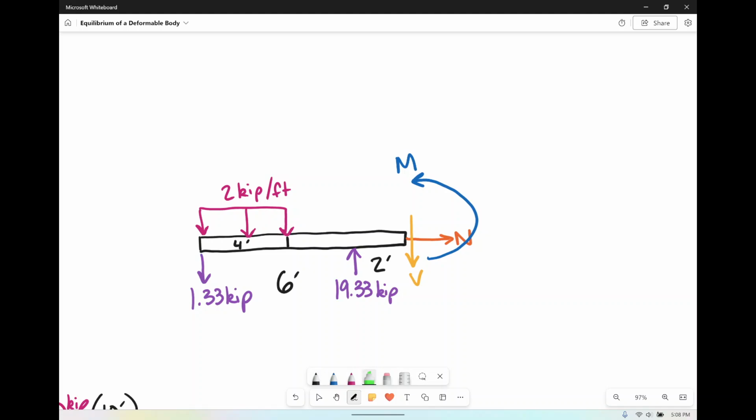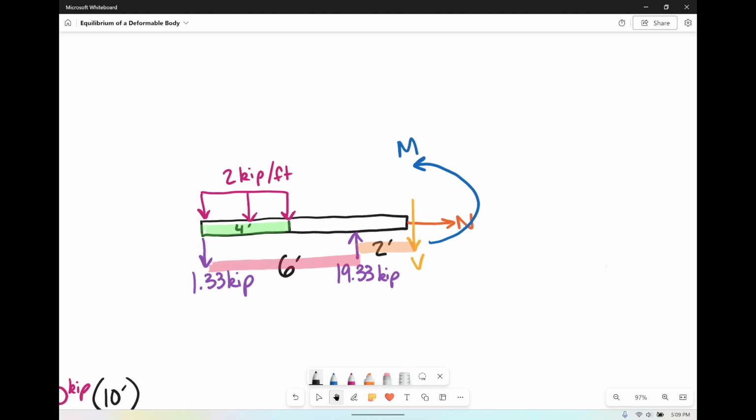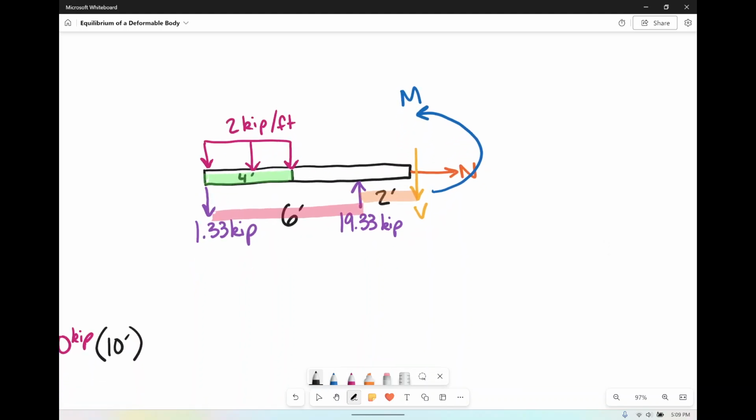Just to highlight through some things here, 4 feet is this distance. Then we've got 6 feet, which is this distance. And we've got 2 feet, which is this distance. So there we go. So again, how do you solve for these forces? It is just as simple as the same way you did it just a second ago. Yep, it's just sum of the forces in the X, the Y, and the moment's about a point.